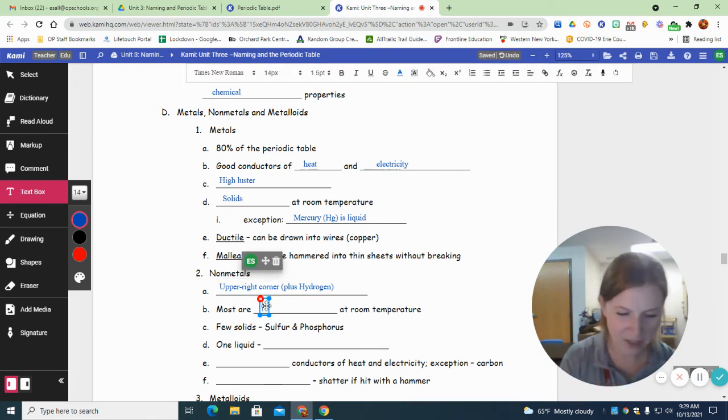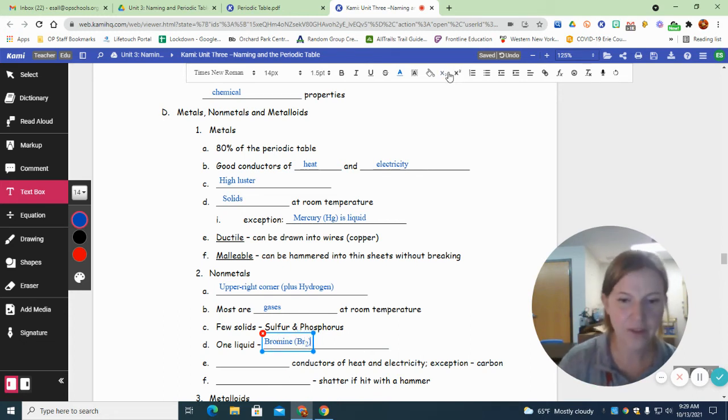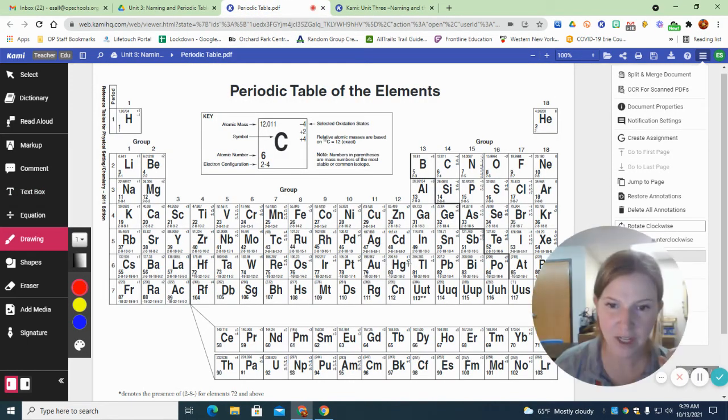Most of our nonmetals are gases at room temperature. There's a few solids in there. Sulfur, phosphorus, carbon has some solid forms. And there is one liquid, which is bromine. So on the entire periodic table, there are only 2 elements that can be liquid: mercury, which is right here, Hg, and bromine, Br, at room temperature, I should say. You can make pretty much anything else liquid if you heat it up or cool it down enough. But bromine and mercury are the only two that are liquids.